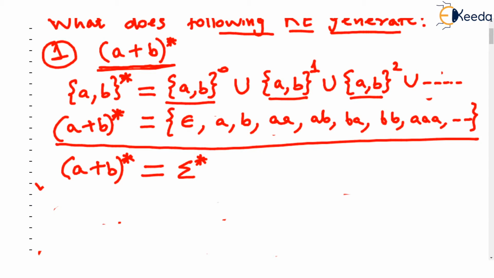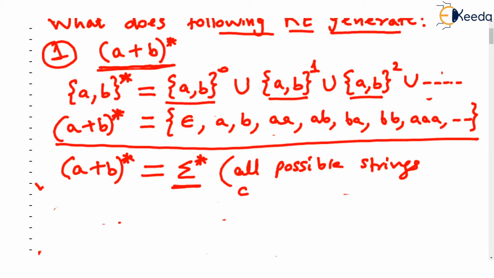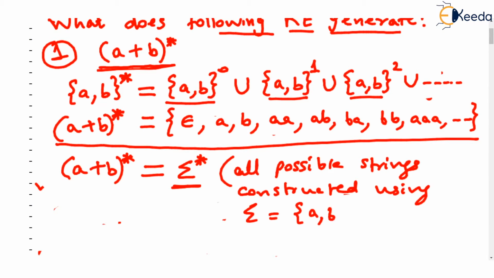Hello, what is sigma star? Sigma star is all possible strings constructed using a, b, that is, using sigma. Sigma is equal to {a, b}. You know that this is a universal set. It will contain all possible strings. Now, (a+b) closure contains all those strings.